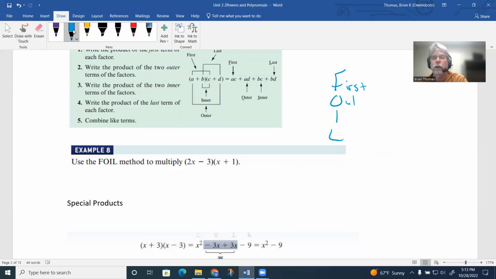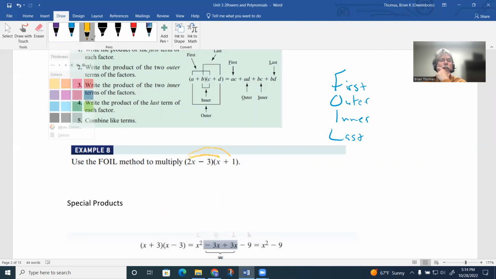F-O-I-L: first, outer, inner, and last. So another way to do this is using what's called FOIL. The 2 and the x are considered the first terms of each binomial, so they get multiplied together. And then the outer terms are the 2x and the 1. So that's my first two moves.